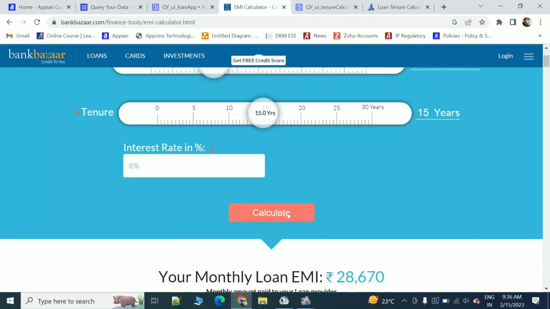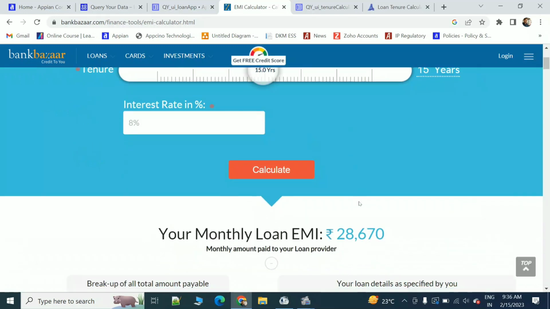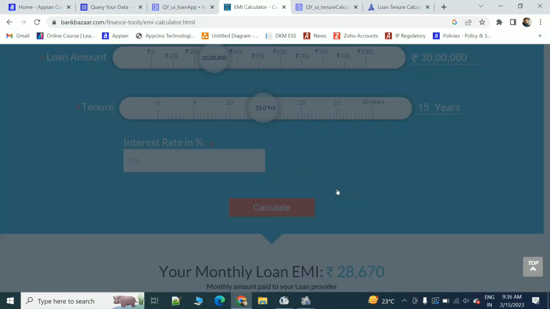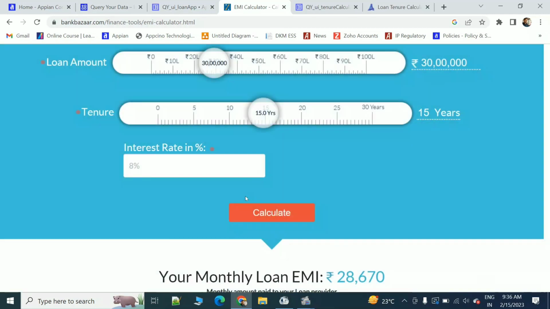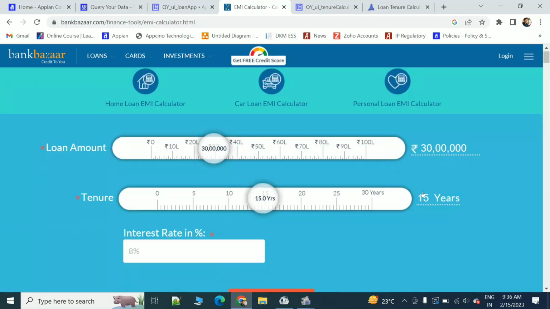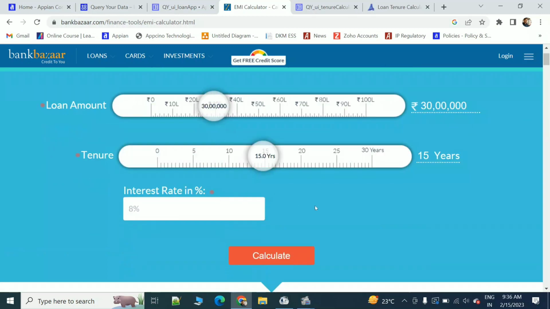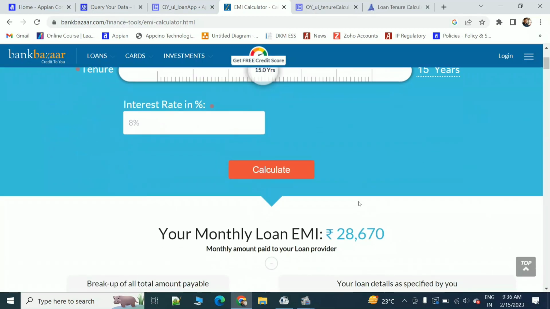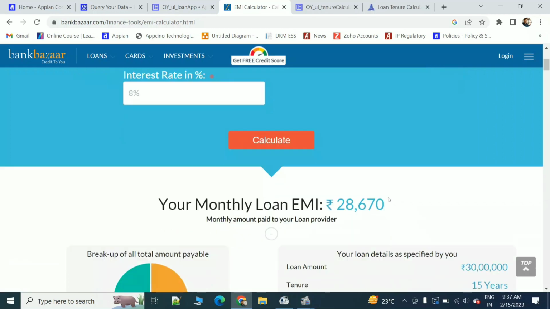If you click on this calculate button, then you will get your EMI. Suppose you have a 30 lakhs loan amount, the tenure is 15 years, and the interest rate is 8%, then your monthly EMI will be 28,670. So this type of information this site is giving to you.